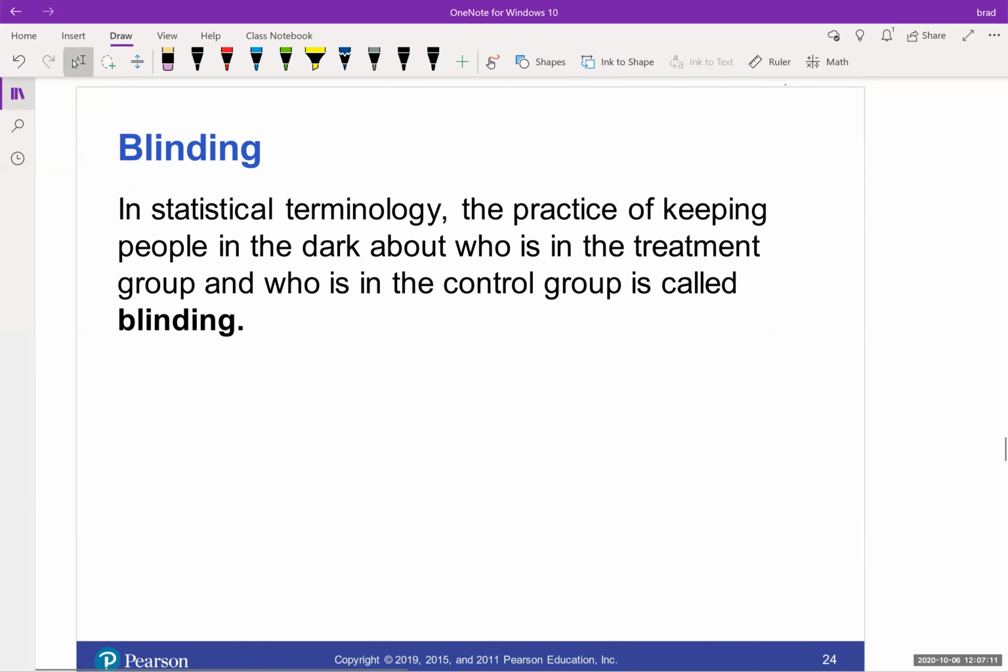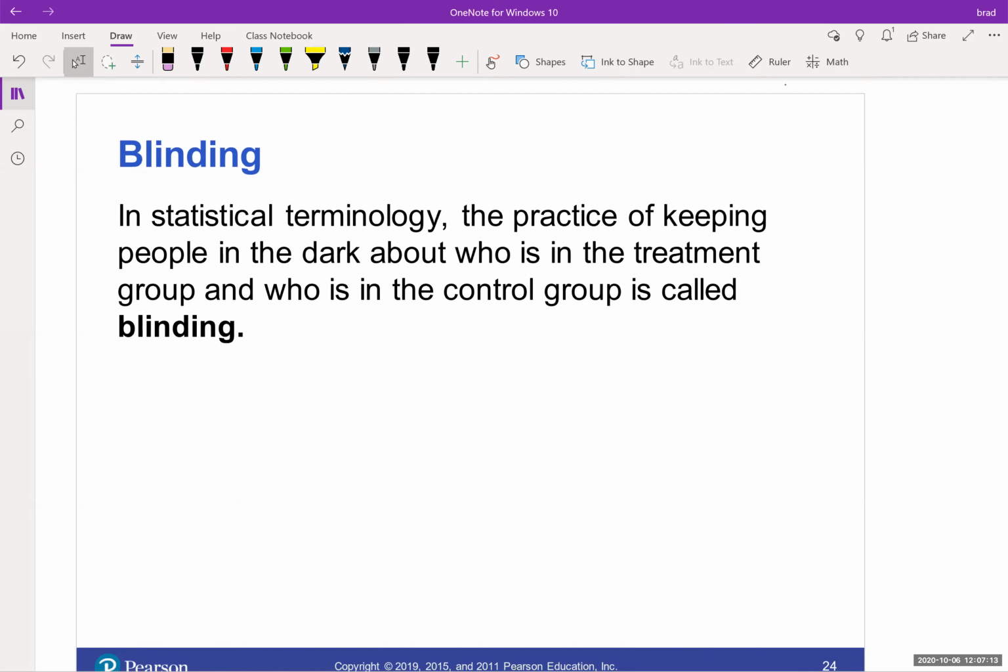Okay. Blinding is a statistical terminology, the practice of keeping people in the dark about who is getting the treatment and who is in the control group. That's called blinding. Sometimes there's something called double blinding, where the researcher, as well as the groups, the control group or the treatment group, are blinded. Nobody knows who's actually getting the treatment.